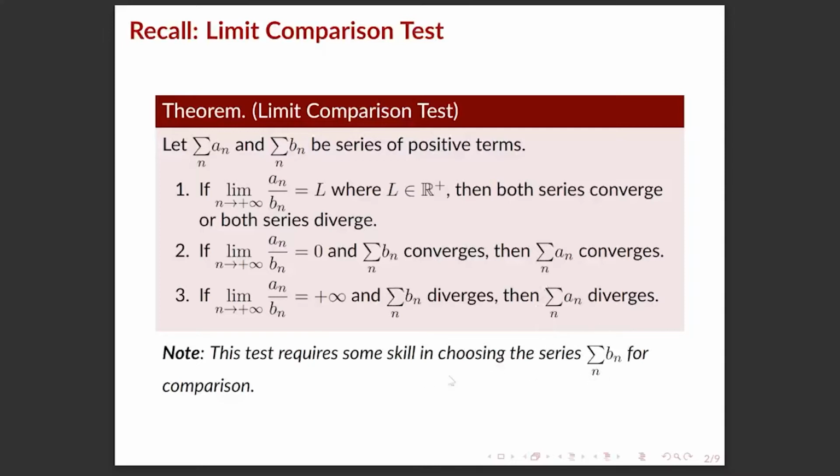Note that you need some skill in choosing the series b sub n for comparison. So you need to do some practice, and you have to be familiar with what kind of series you can choose to compare for this comparison test. Some tips in choosing b sub n: you have to find out if b sub n is convergent or divergent before you compare your a sub n to it. And you also have to choose a b sub n that's relatively simple compared to a sub n so that you can test it for convergence or divergence.